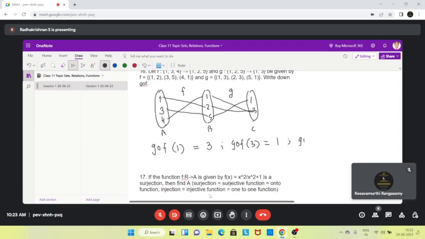Similarly, G of F of 1: 1 is mapped to 3. Write down G of F. 1 is mapped to 3, and 3 is mapped to 2. So G of F is 1, 4, 3. That's all.